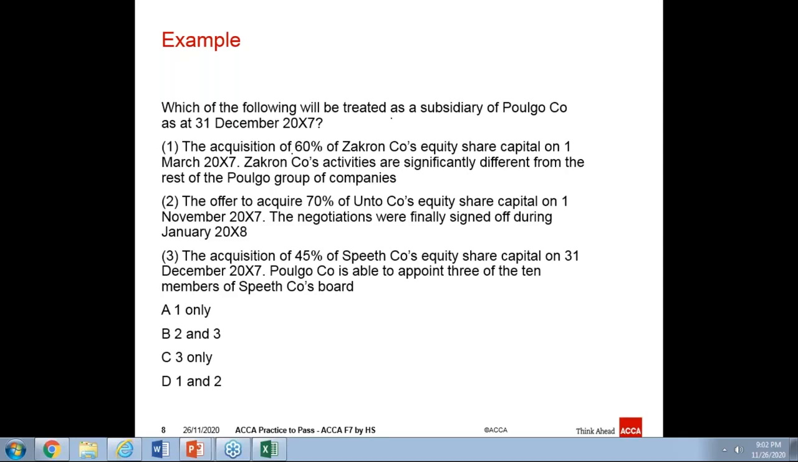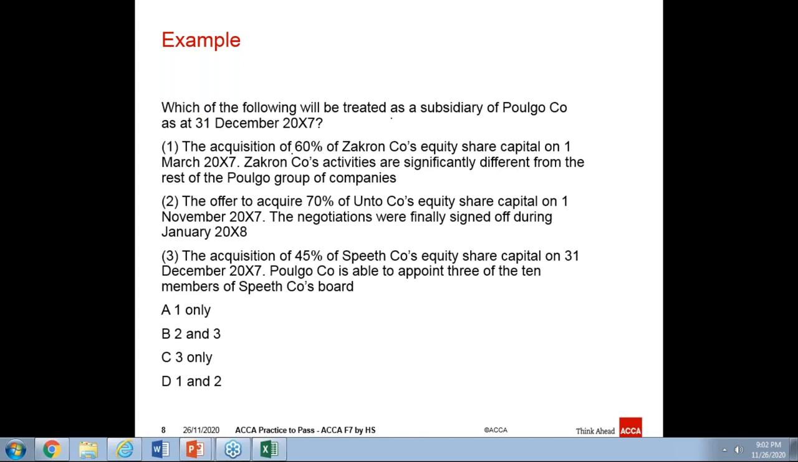There are few points that you should remember when you are attempting a theoretical based question: do a complete research on each and every theory based question, like which of the following should be treated as a subsidiary. You have to identify which of the following is a subsidiary and, if it is not a subsidiary, then why it is not a subsidiary.